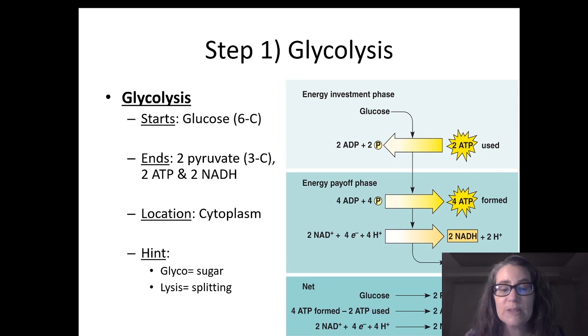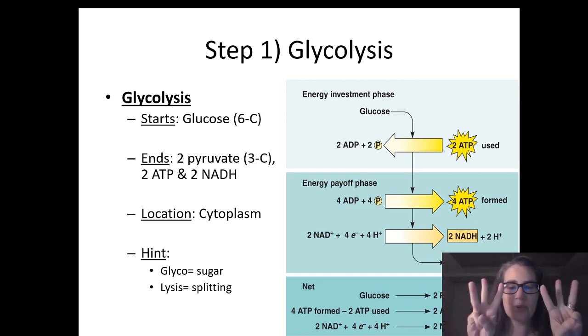Glyco for glucose, and lysis for splitting. I'm going to take you through this reaction starting with glucose. And so we start with glucose, and I have 6C in parentheses on this note page to remind you that glucose has 6 carbons to it at the beginning. We split this sugar in glycolysis, and when we split it, we start with 6 carbons and split it into 2 3-carbon pieces called pyruvate.